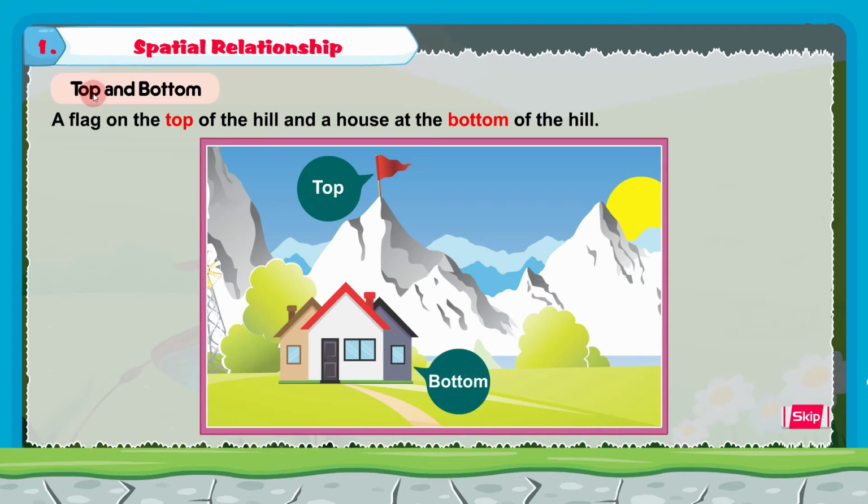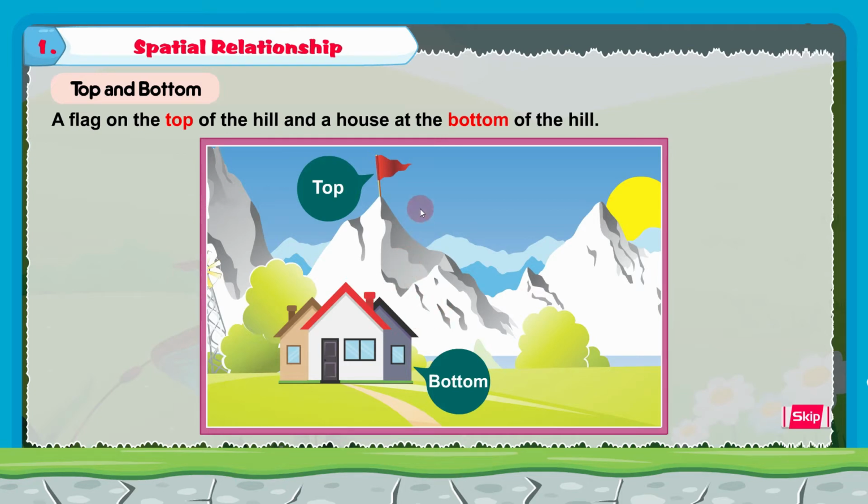T-O-P top and B-O-T-T-O-M bottom. In simple words, if you want me to explain, top is up and bottom is down. If you see this picture, in this picture we can find here a flag. And this is a hill and this is a house.